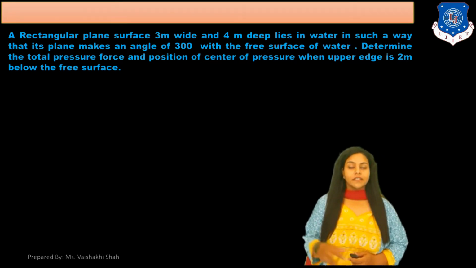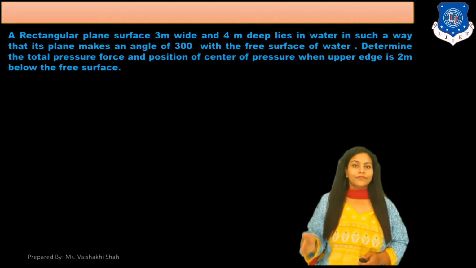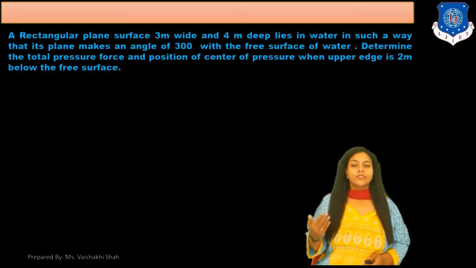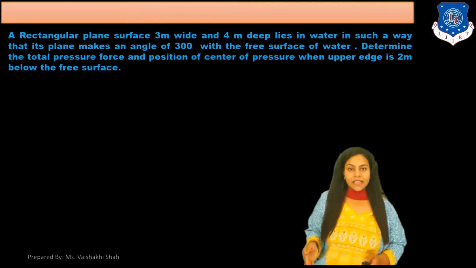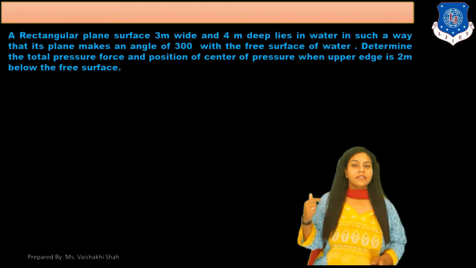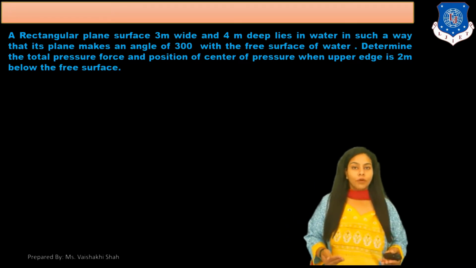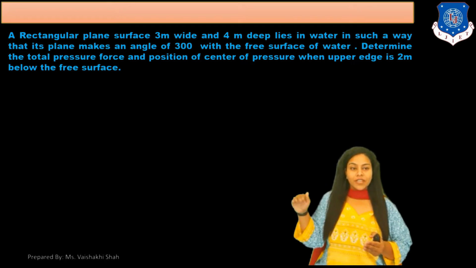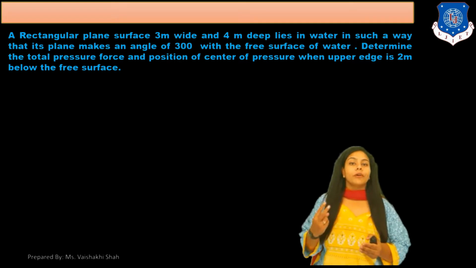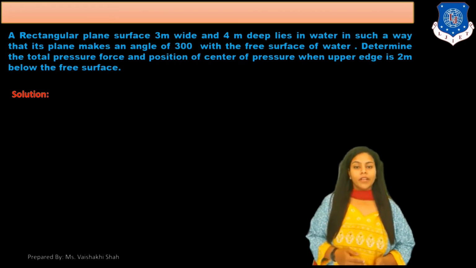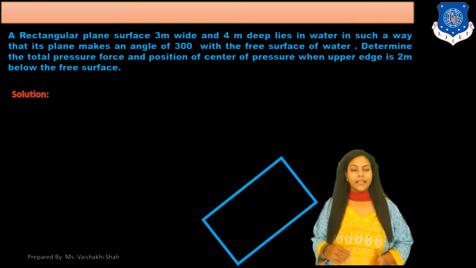plane surface 3 meter wide and 4 meter deep lies in water in such a way that its plane makes an angle of 30 degree with the free surface of the water. Now determine the total pressure force and position of the center of pressure when the upper edge is 2 meter below the free surface. In this data, the shape of the body given to you is a rectangular surface.